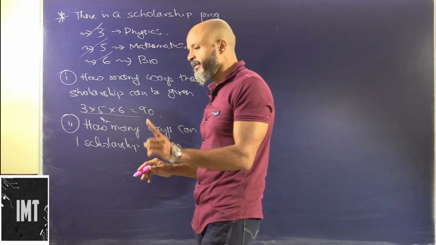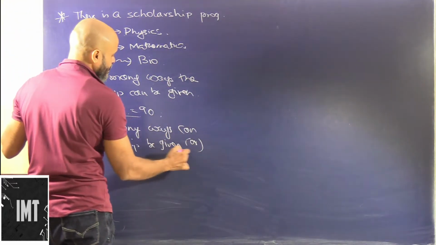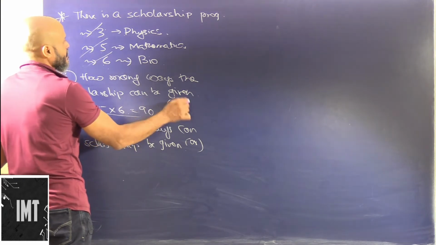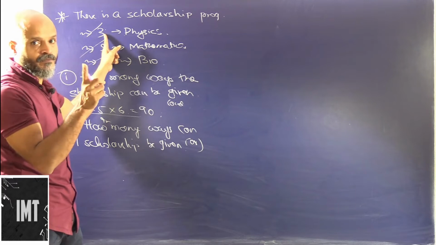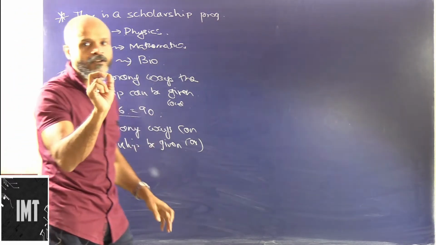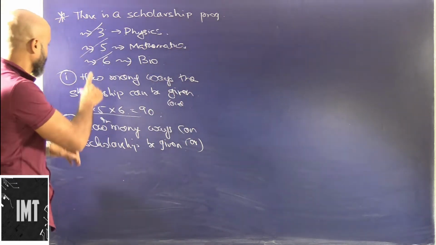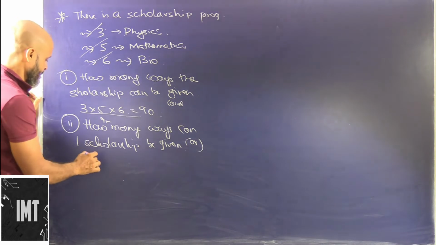Okay, so this is basically forming an AND condition: this with this with this. The other is forming an OR condition: either one of this, or either one of this, or either one of this. So any one of these scholarships can be given. So the physics scholarship can be given in 3 ways.